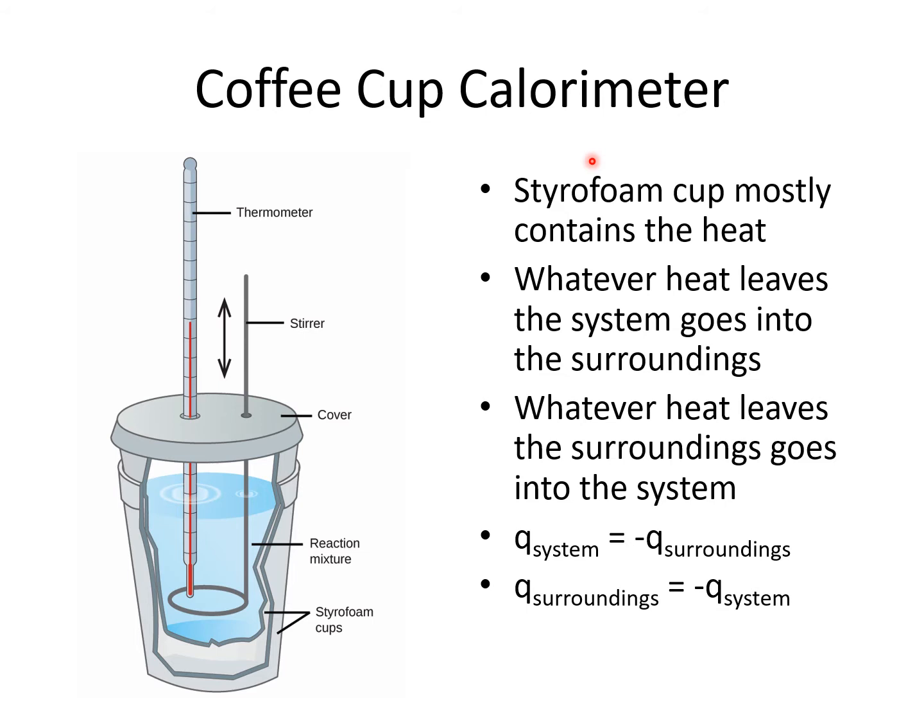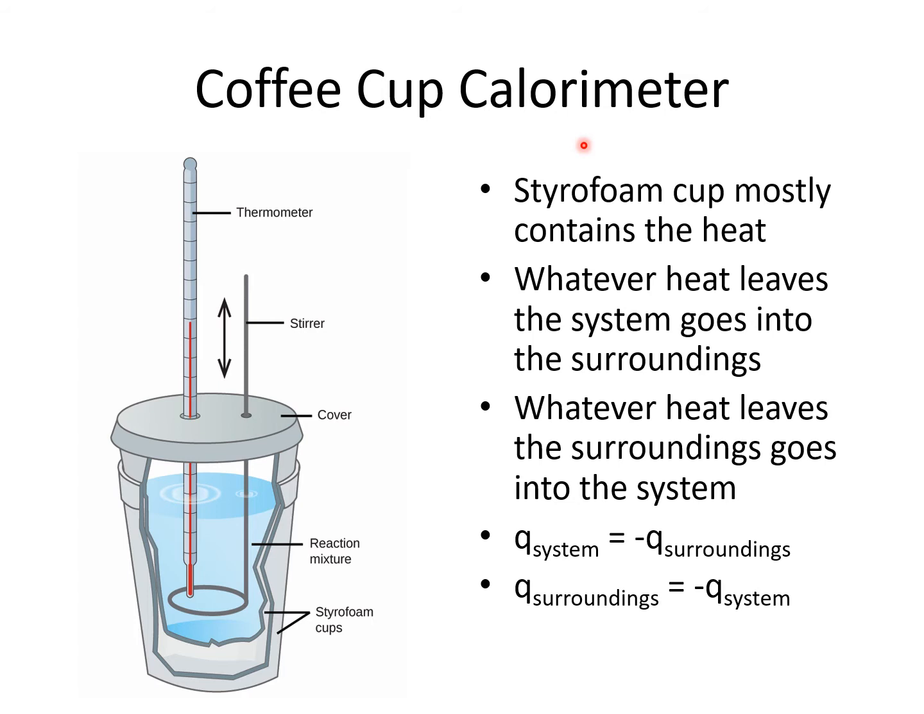So in the lab, we could use a coffee cup calorimeter, which consists of a couple of styrofoam cups stacked together to create some insulation. And then there's a lid, and then we can stick the thermometer down through the lid. There may also be a stirrer placed in there, or you might just stir with the thermometer. So the assumption is that the styrofoam cup is going to contain the heat. So we would say that the heat is kind of trapped in that cup. It's not going out or in. So whatever heat is in there is going to be contained.